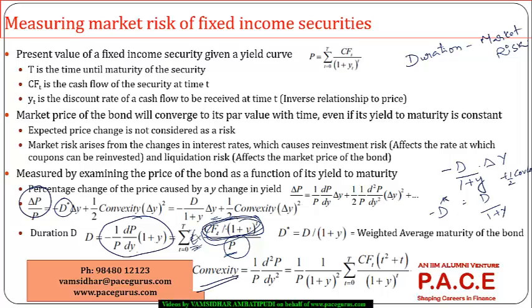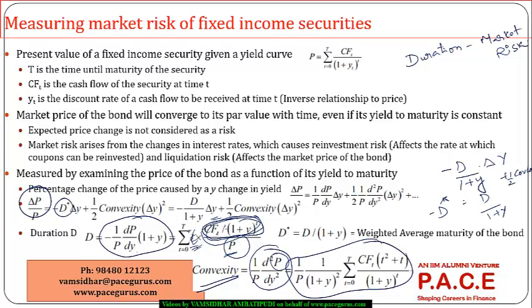Similarly, convexity is another measure of the market risk associated with a fixed income security. It comes out as 1 by P times d squared P by dy squared, where you are taking the derivative of the price equation twice, which works out to 1 by P times 1 by (1 plus y) squared, the sum of the cash flows at time t times (t squared plus t) by (1 plus y) to the power t. This is the formula used to find the convexity.